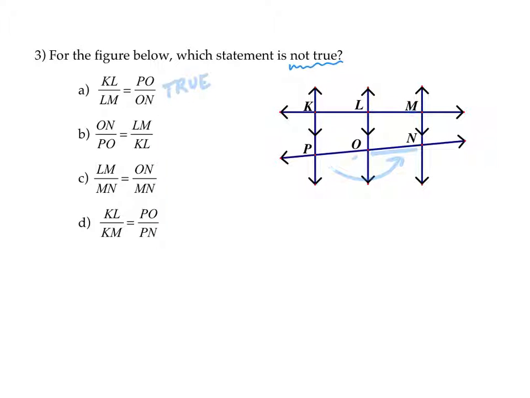So I'm going to erase those marks. Choose a different color here. Right, in part B, it says that ON corresponds to PO. So here's ON, and it's going to correspond to PO. All right, so that's our first ratio. So our second one has to follow that same order. And notice that it compares LM to KL. So this one is also true.